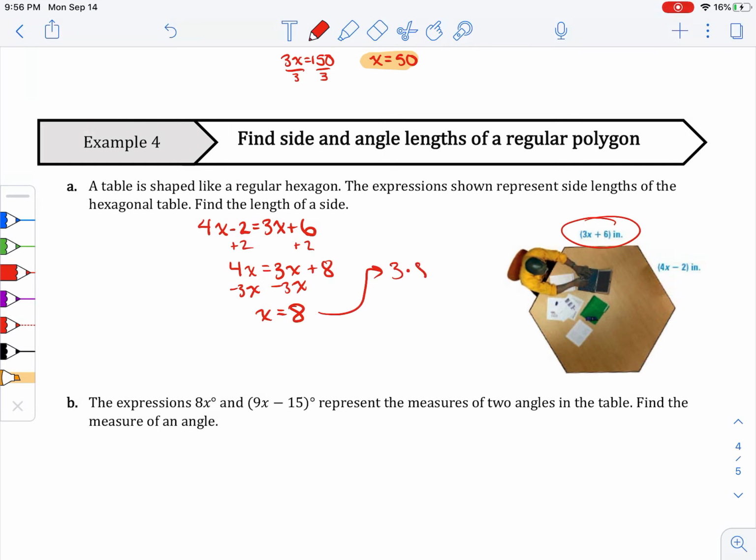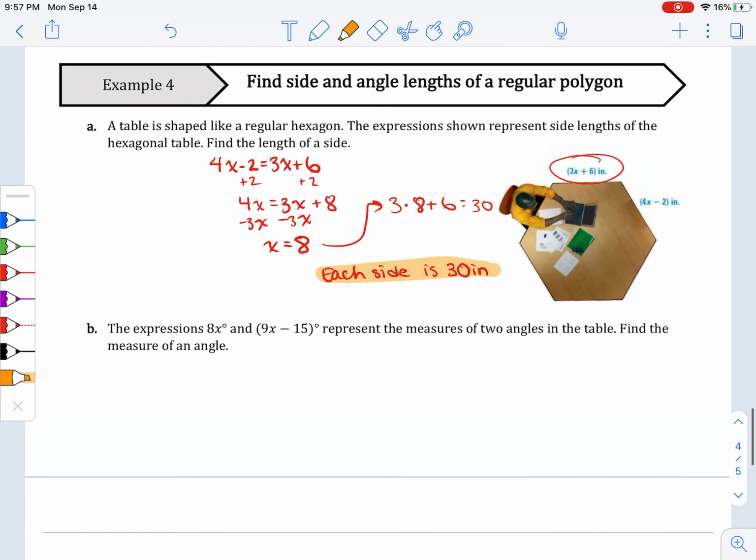So it would be 3 times 8 plus 6. So that would be equal to 30. And then my units are inches, so it would be that each side is 30 inches. And then remember, if this asked for the perimeter, I would be adding 30 plus 30 plus 30 plus 30 plus 30 plus 30, so 6 times 30. But this just asked for one side.